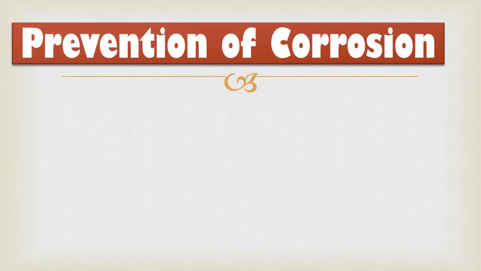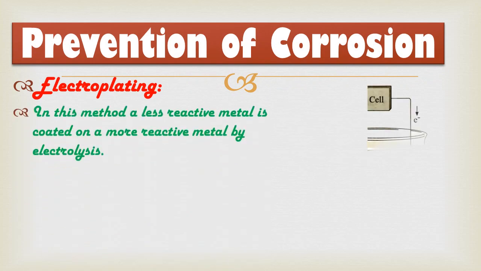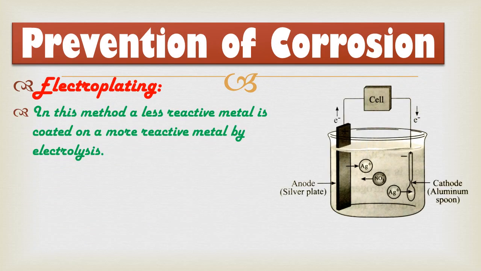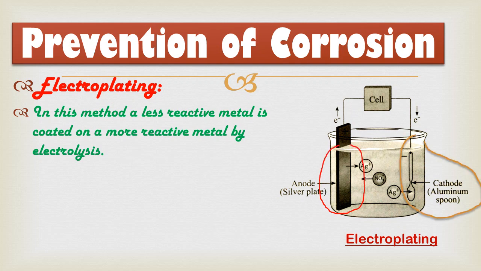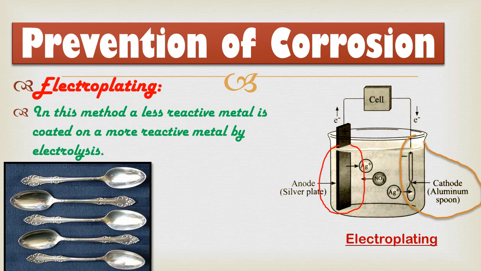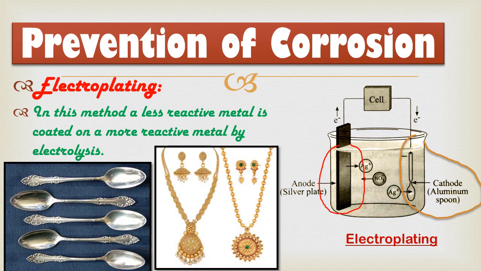And the fourth method is electroplating. This is a simple method. In this method, a less reactive metal is coated on a more reactive metal by electrolysis, and silver plated spoons and gold plated ornaments are examples of electroplating. Here you can observe the anode, which is a silver plate, and here the cathode, which is the aluminium spoon. So the aluminium spoon has been coated with silver. These are examples of electroplating.